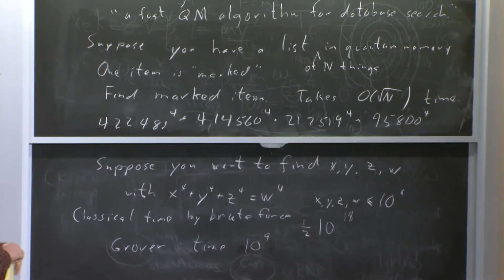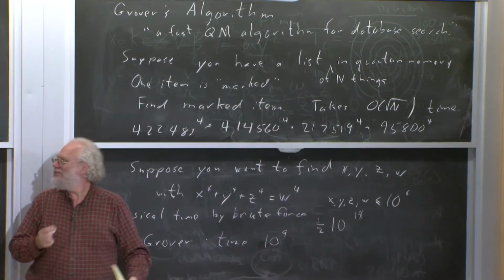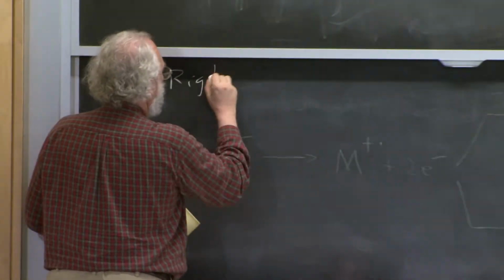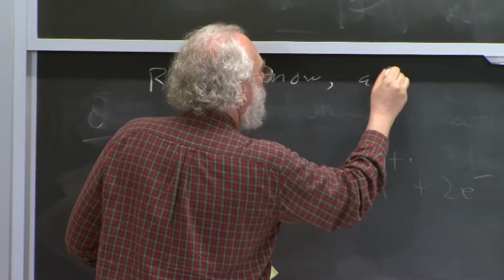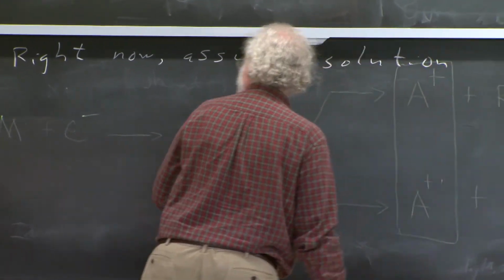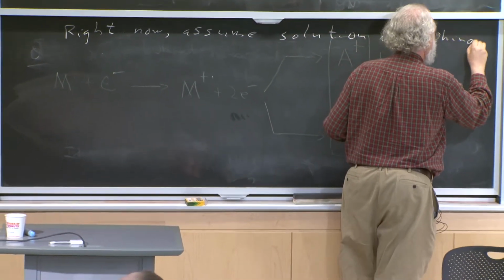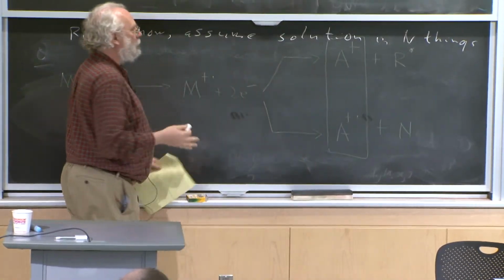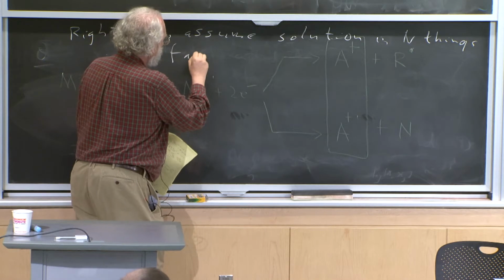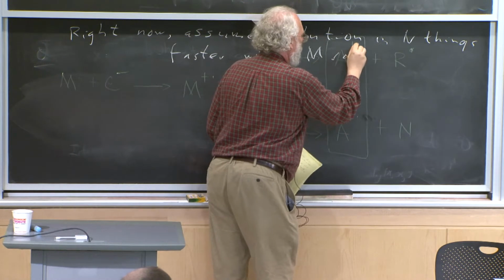So right now, we're going to assume there's only one solution in n things. And later, we will tell you how to do it. It's actually faster with m solutions.